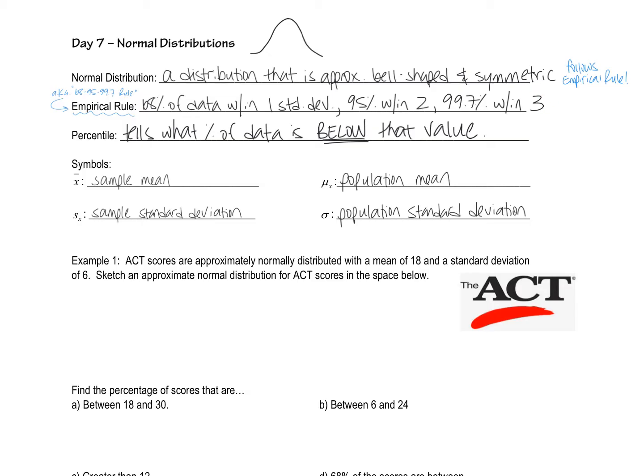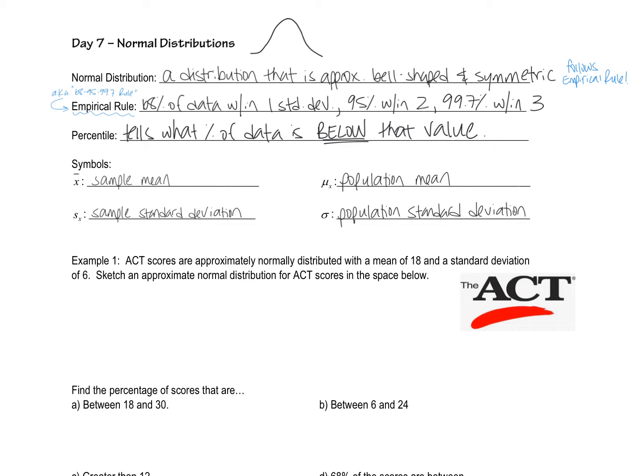We also have a vocab word, percentile, and what that does is it tells what percent of the data is below that value. You have probably heard the word percentile used in an ACT or an SAT situation. When you get your scores, they most likely will also tell you your percentile, and what that means is it tells you what percent of the test takers did worse than you on the test, basically.